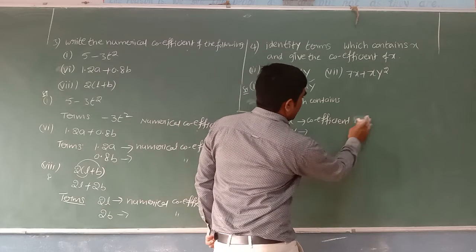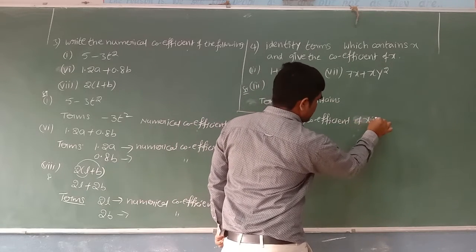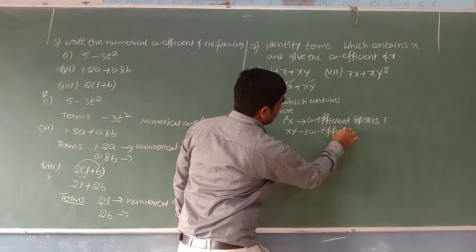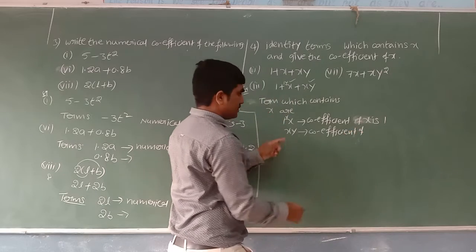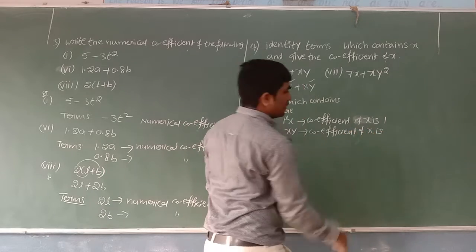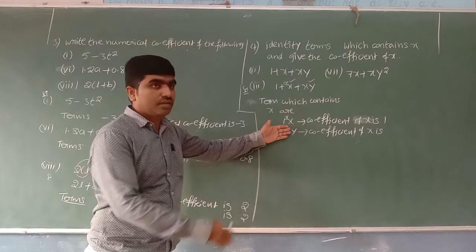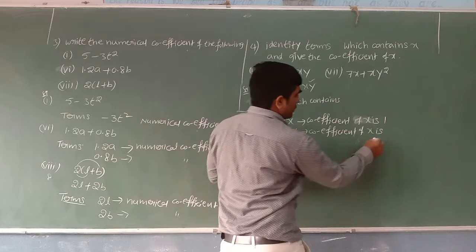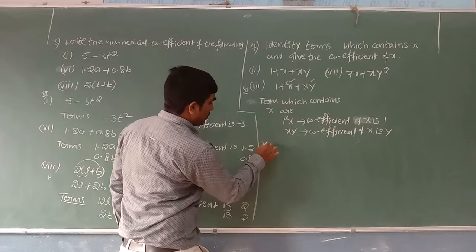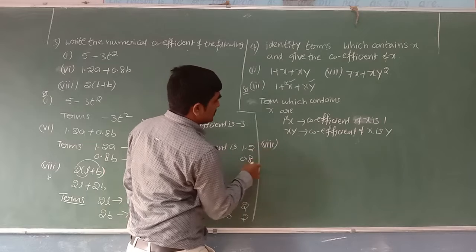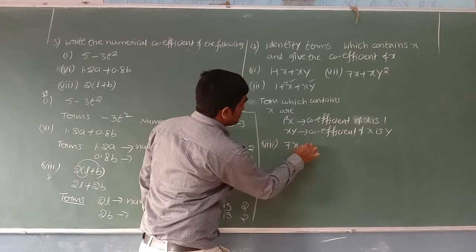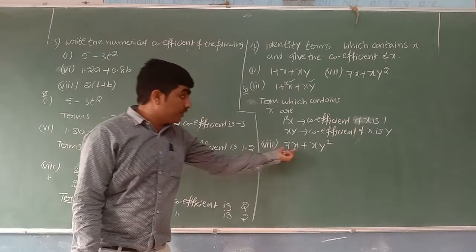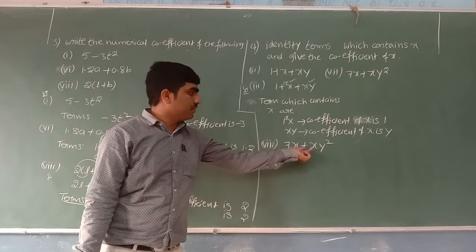Coefficient is 1. Sorry, we can write here coefficient of x is 1. And in this we can write coefficient of x. Coefficient of x is the coefficient of a factor is the coefficient of other factors. Coefficient of x is the coefficient of other factor which is y. Similarly, we'll see one more example, which is 7x plus xy square. In this algebraic expression, we have two terms, and those two terms also contain the term x.